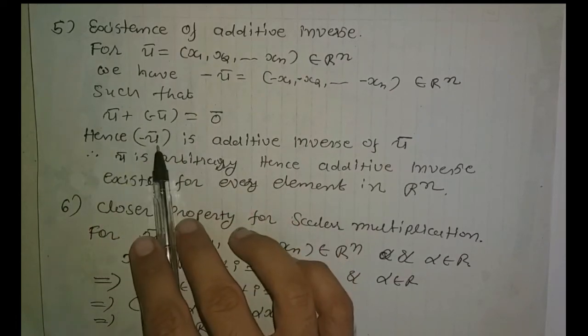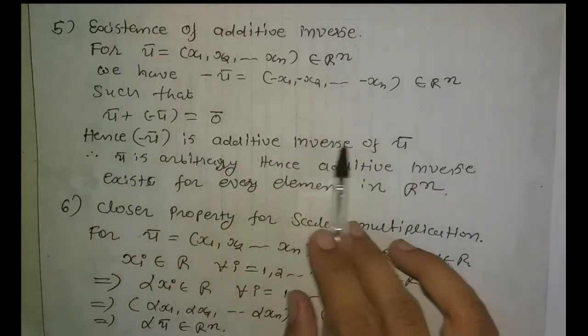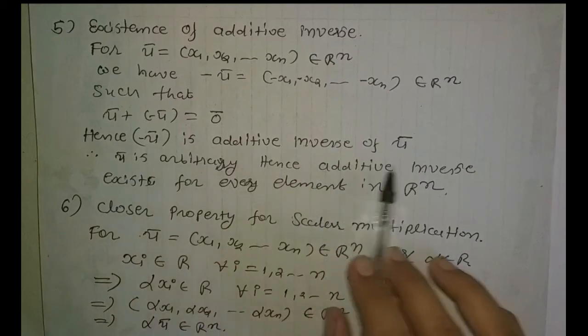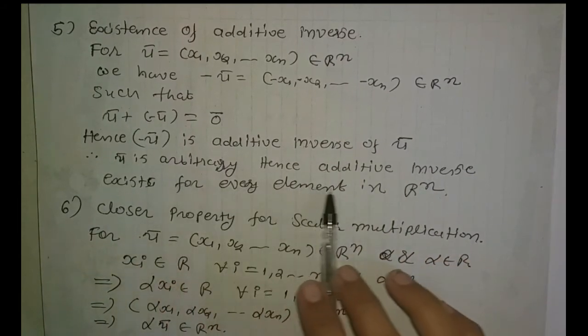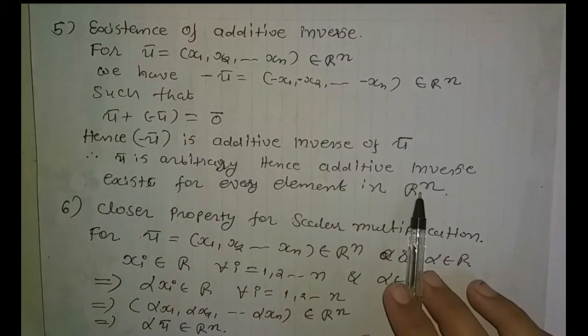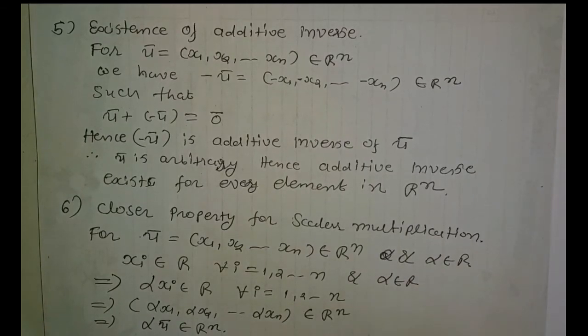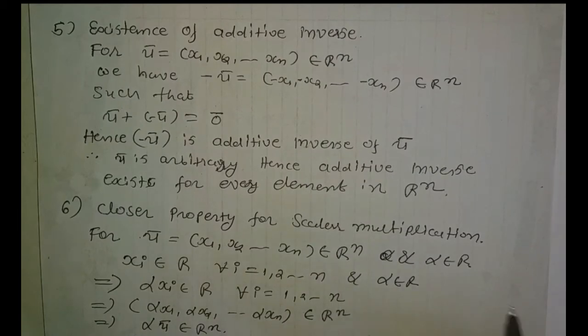Hence minus of u bar is the additive inverse of u bar. Since u bar is arbitrary, additive inverse exists for every element in Rn. These 5 properties are for vector addition. Now the next 5 properties are for scalar multiplication.